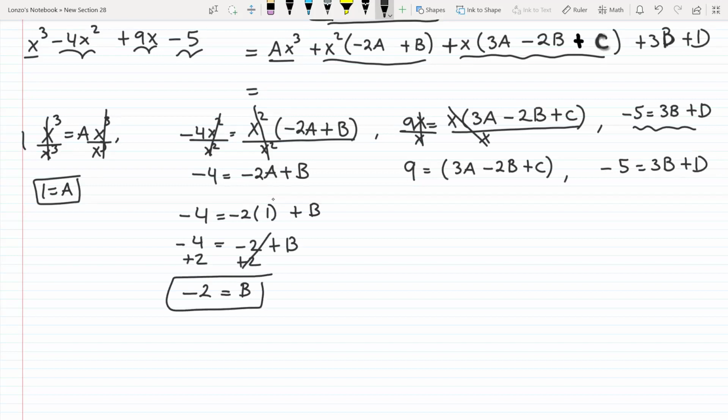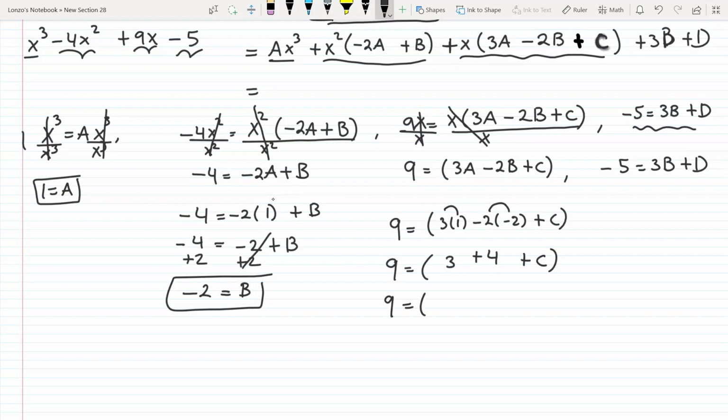And then I could plug in my a and my b value into this equation to find my c value, right? So it's 9 equals 3 times a, which is 1, minus 2 times b, which is negative 2, plus c. 3 times 1 is 3. Negative 2 times negative 2 is 4 plus c. 4 plus 3 is 5, 6, 7 plus c. Solve for c, so I could just subtract 7 from both sides. I get c equals 9 minus 7, that's 2.